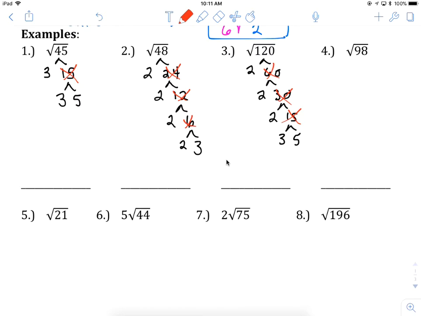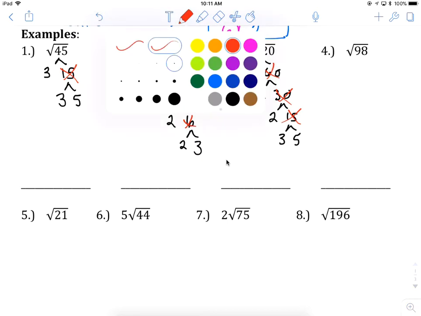Okay, all we're worried about are the prime baby number factors that we got at the bottom. Those are going to make up our dates. All right, so we're going to do one more.